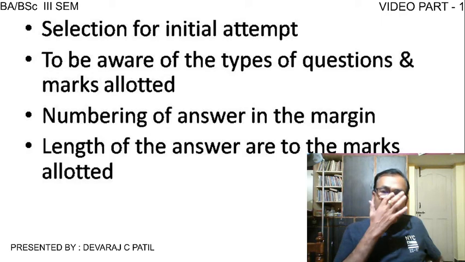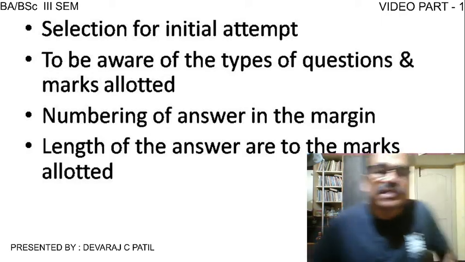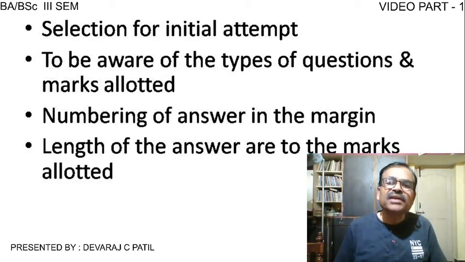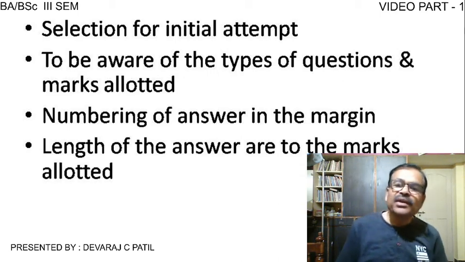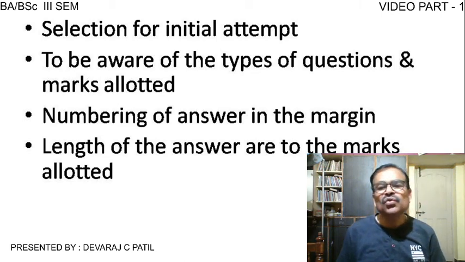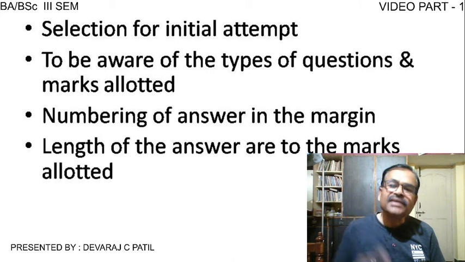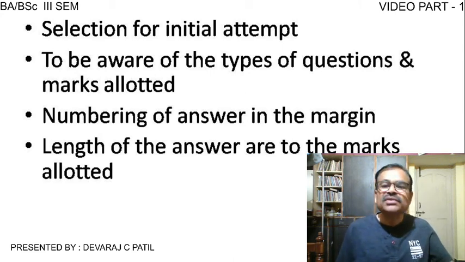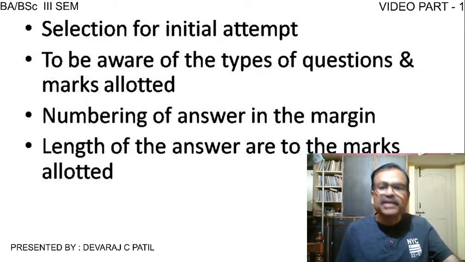See, the majority of the students will commit this mistake, that they don't number the answers properly. When they don't number the answers properly, they will automatically lose their marks. Though the answer is right, the valuer will have to identify which question that answer belongs to. If he fails to identify that, automatically he will just leave it aside and move on to the next answer.